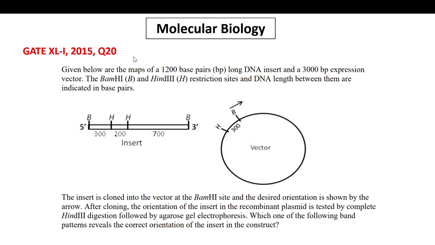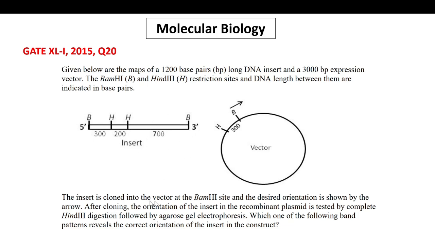Okay, so first, what is being done here is that the total length of the vector is being given. Given below are the maps of your vector, that is the insert, and the 3000 base pair extension vector. The vector length is given as 3000 base pair, and the total insert length is given as 1200 base pair. And it has been said that there are two restriction enzyme sites, that is BamHI and HindIII sites, and the DNA length between them is indicated in base pairs. So in each of these sites, how much length difference is there, that has been provided.